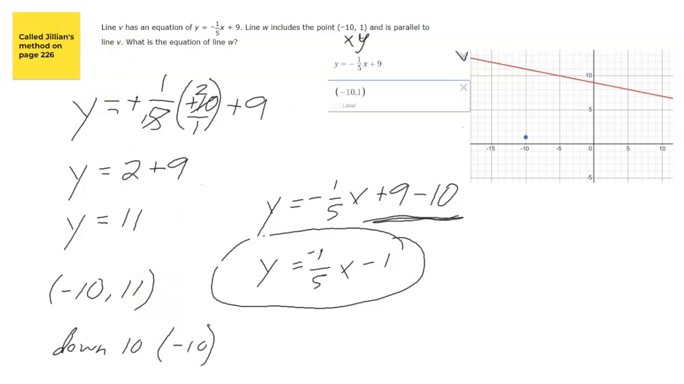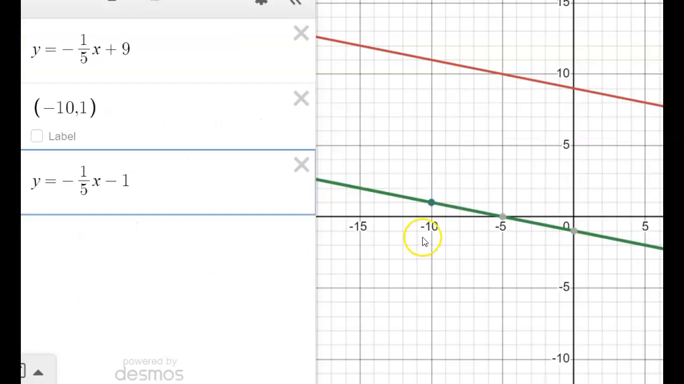And let's test that by looking at Desmos. Here's our line V, the red line. Here's our point, negative 10, 1, right here. Well, right here. It's close, right there. And then here is our line, the green line, negative 1/5 x minus 1. So we can see that these lines are parallel to each other, and this green line, line W, does go through the point that it was supposed to go through. Success!